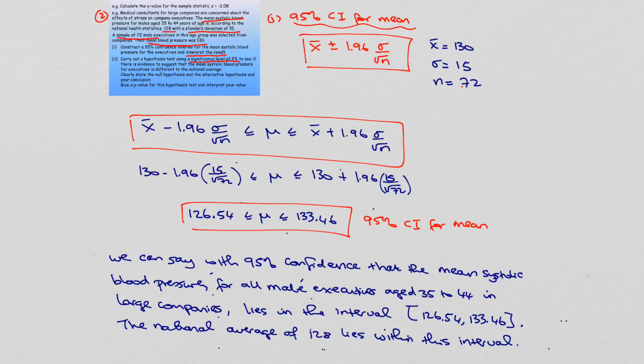Okay? So now if we go back to the question, there's one last bit of this where it says now we have to give a p-value for this hypothesis test and again interpret your value. So our p-value is going to be found by getting 2 times the probability that Z is greater than the absolute value of Z1. And as I said, that is now going to boil down to 1 minus the probability that Z is less than our test statistic. Okay? And it'll always be the absolute value.